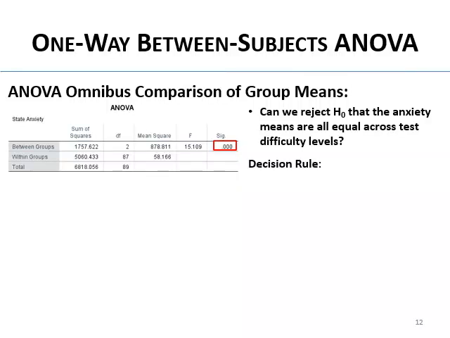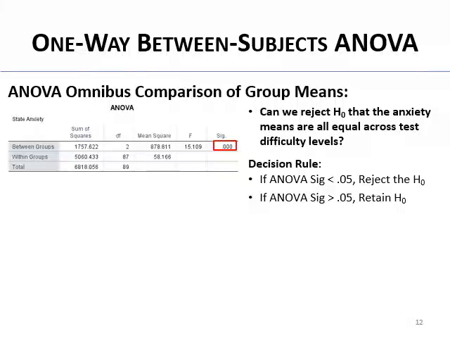Our decision rule is as follows. If ANOVA sig is less than 0.05, reject the null. However, if your ANOVA sig is greater than 0.05, you retain the null. So the top one means at least one group differs from each other. The bottom one means nope, no difference in anxiety between the groups. None of them differed from each other. So what is ours? We've got 0.000. That is definitely less than 0.05. So we will reject the null hypothesis because indeed 0.000 is less than 0.05.